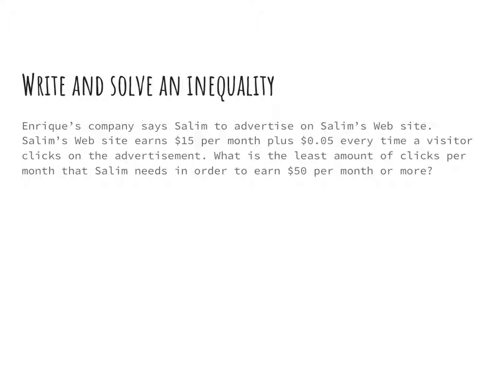Okay, so now we've got word problems. We've got Enrique's company pays Salim to advertise on Salim's website. Salim's website earns $15 a month plus $0.05 every time a visitor clicks on the advertisement. What is the least amount of clicks per month that he needs in order to earn $50 a month or more? Okay, so he gets 15 guaranteed, and he gets added to that 5 cents for every click.